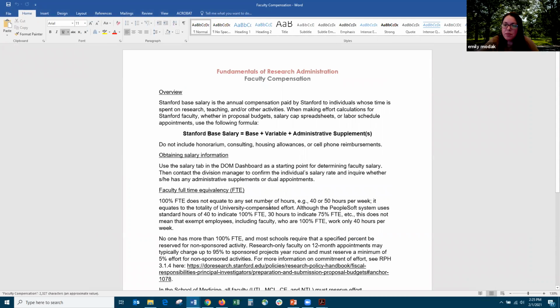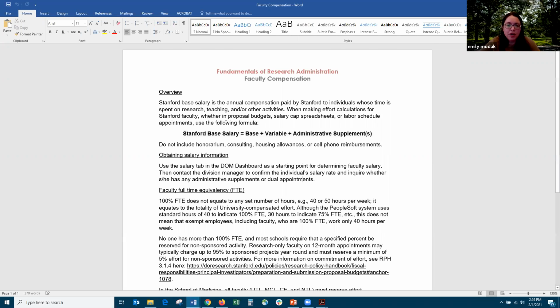You may remember that Nancy Lonhart talked to us in one of the earlier sessions about what we use when we are working on salary capping, when we're budgeting for proposals, when we're charging effort. It's base plus variable. That's the main salary that you see in the salary tab in the DOM dashboard, and then plus any administrative supplements, because the administrative supplement is distributed to all the PTAs, all the awards, and non-sponsored accounts that the PI's effort is charging to. So when you're doing your capping, when you're doing your budgeting, it's the whole salary, base plus variable plus administrative supplement.